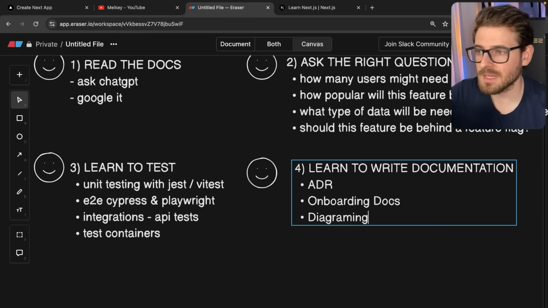Doing diagrams that really outline what you're about to implement. For example, let's say you get a new feature. You want to write some diagrams so that you and your teammates understand the approach we're about to take, right? Diagrams are very, very useful.